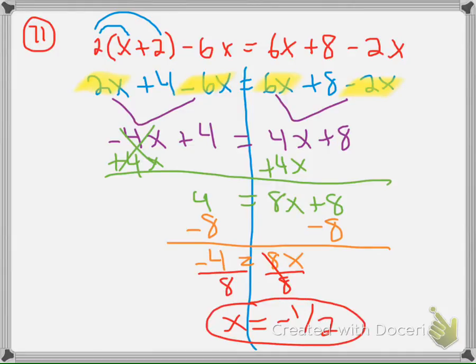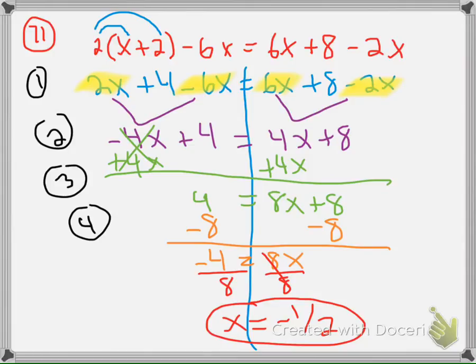Here's my answer. Again, let's review the steps we went through. We distributed. We combined like terms. We moved the x to one side. We got rid of what's being added or subtracted. We got rid of what was being multiplied. And then we have our answer. So make sure you also number your steps to make sure you have 6 steps in there.